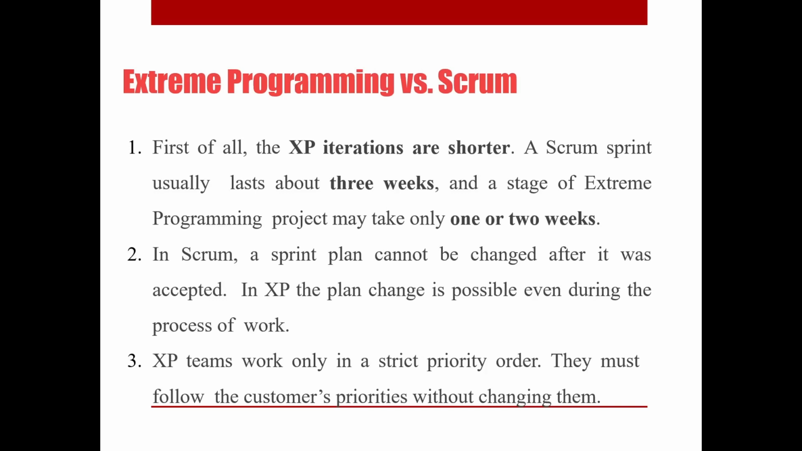An extreme programming team works only in strict priority order. They must follow customers' priorities without changing them. The Scrum framework is not fully described. If you want to adopt it, you need to fill the framework with your own methods like extreme programming, Kanban, etc. However, extreme programming can be directly applied to a team. Extreme programming is also known for its ready-to-apply features. So these were the differences between extreme programming and Scrum.